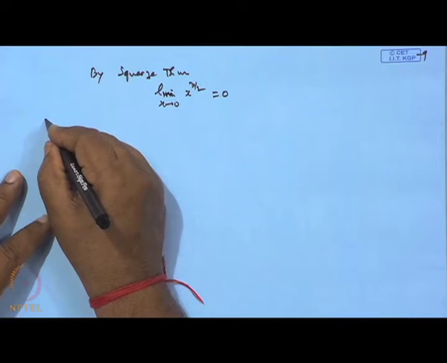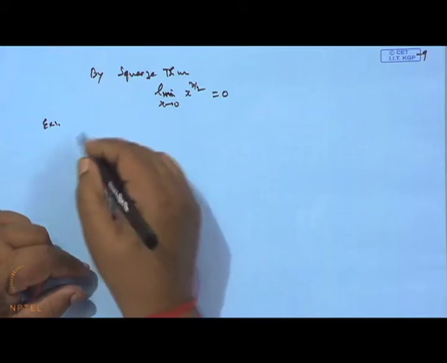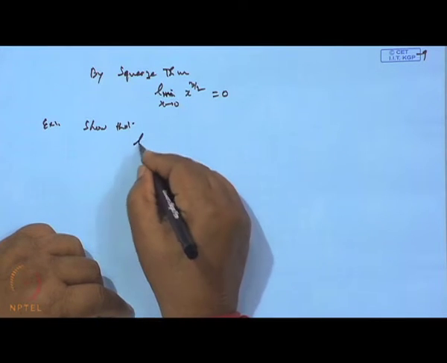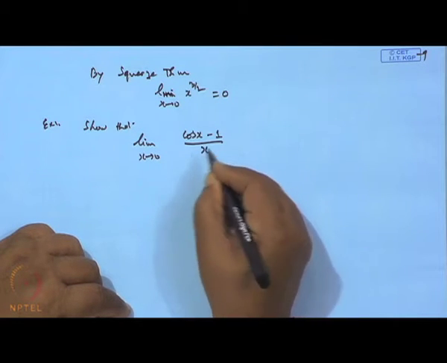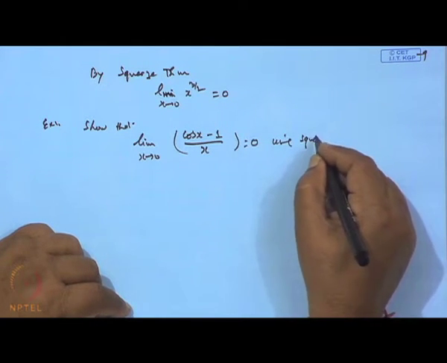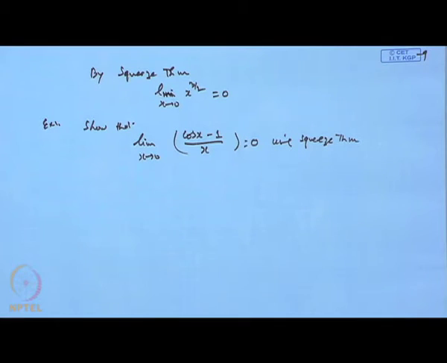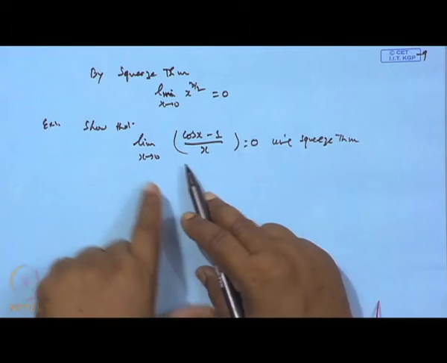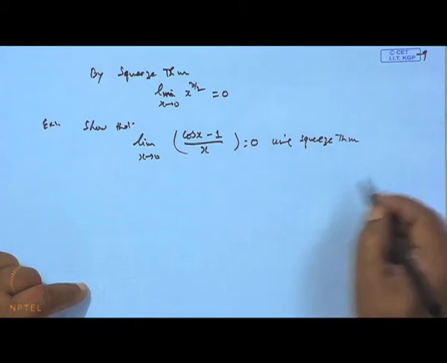Similarly, second example, suppose I say prove that the limit as x tends to 0 of (cosine x minus 1) by x is 0 using the Squeeze theorem. Now, here we cannot use the p(x) by q(x) form. Why? Because q(x) is 0, p(x) is also 0. So, when you substitute x as 0, it comes out to be the 0 over 0 form.